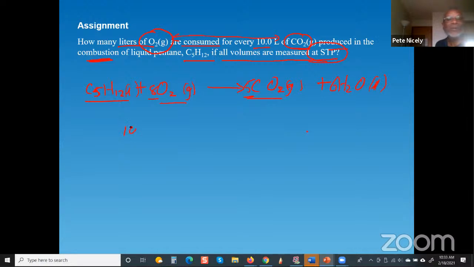So we're going to start off with the 10.0 liters of CO2, and we're going to multiply by the volume ratio, which would be 5 liters of CO2, and up here, 8 liters of O2. So this will cancel out with that. And so that's 80 divided by 5, which gives you 16.0 liters of oxygen. So this is a relatively simple example of the use of the law of combining volumes.